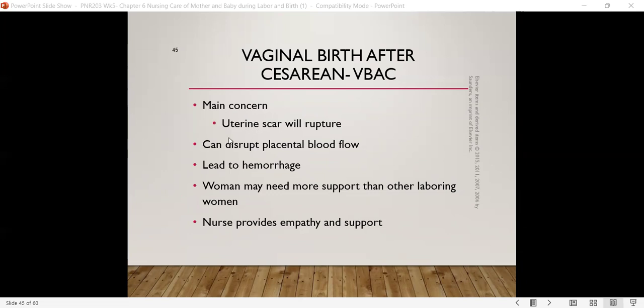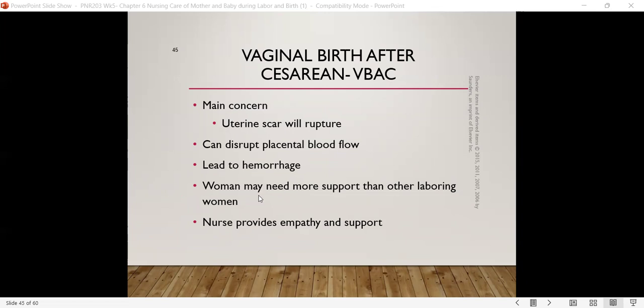Because you know the uterine rupture would affect the placenta blood flow to the baby. Remember, when mom doesn't get enough blood, she's therefore not getting a lot of oxygen, and that will also carry to the baby through the placenta. The placenta blood flow is definitely disrupted. It's definitely diminished. And then she could hemorrhage. So you have to be very careful with that.